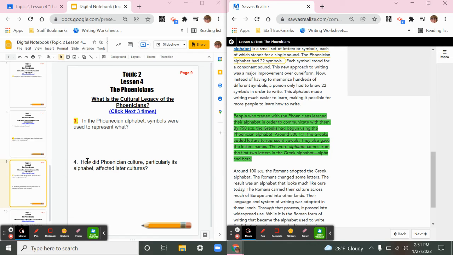So question number 4, page 9, we have, how did Phoenician culture, particularly its alphabet, affect later cultures? So you'll notice that I have this whole paragraph highlighted green. So this explains very well, particularly how the alphabet affected cultures later. So make sure to get the big points and the answer out of this here paragraph.